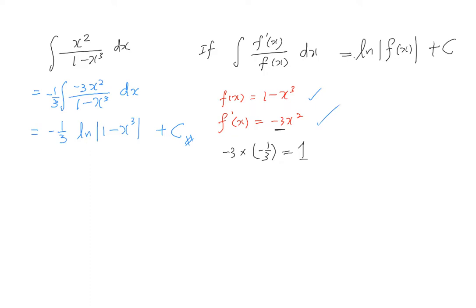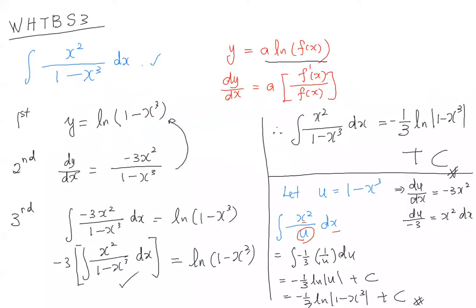So when you talk about substitution method, it doesn't mean that you have to let u be equal to 1 minus x cubed. You can have your own method, you can have your own way, as long as you communicate clearly. So that is where creativity comes.